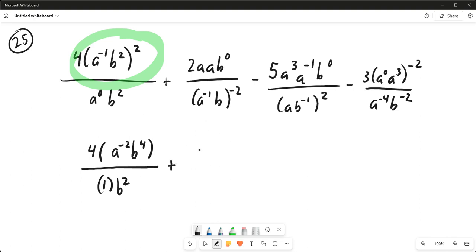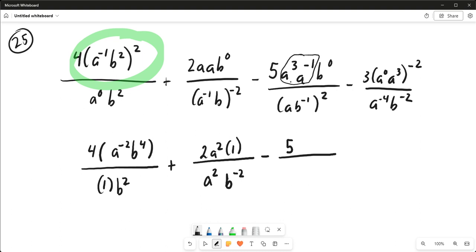Okay, now I'm going to do the same thing in the second term. Simplify. So a times a is a squared, and b to the 0 power is 1. And in the denominator, that's going to be a to the negative 1 times the negative 2, which is a positive 2, and b to the negative second power. Third term, it's going to be 5. And then you see we've got an a to the third and a to the negative 1. So when we're multiplying things that have like bases, we add their exponents. So that's going to be a to the second power. And then that b to the 0 power is a positive 1.